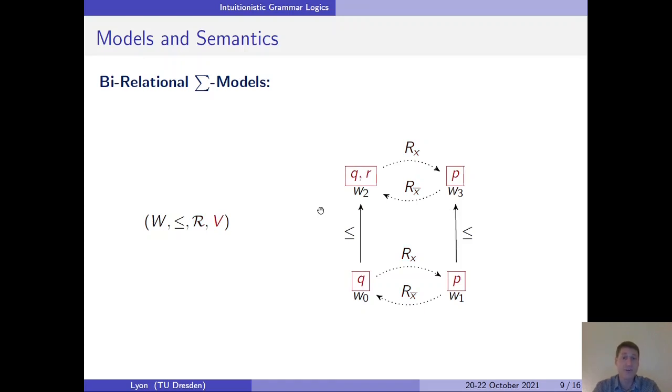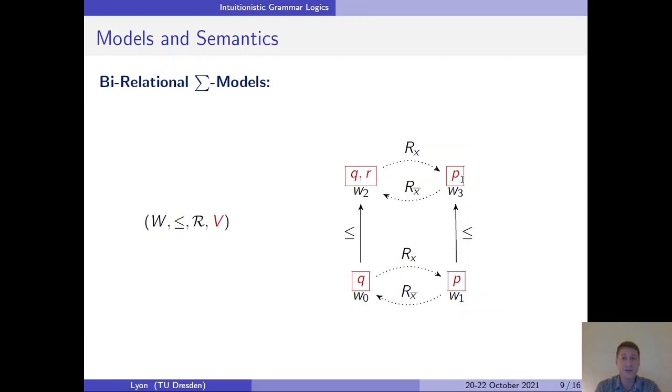We also have a valuation function which maps propositional atoms to worlds, meaning that they are true there. And this must satisfy a monotonicity condition with respect to the intuitionistic relation. So for example, if Q is mapped to W naught, then it must not only be true at W naught, but also at every point in the future of W naught. So for example, W2. Again, only along the intuitionistic relation. And you can see that's true of P as well.